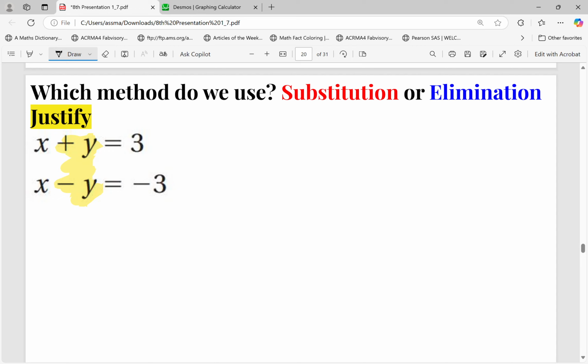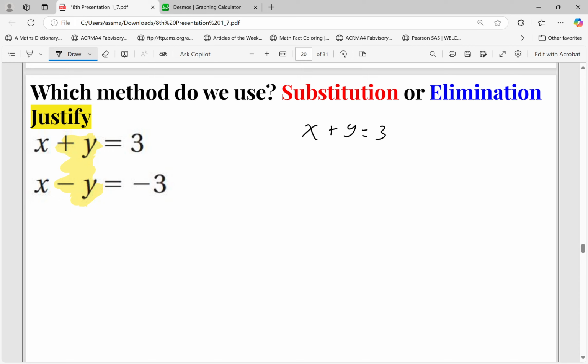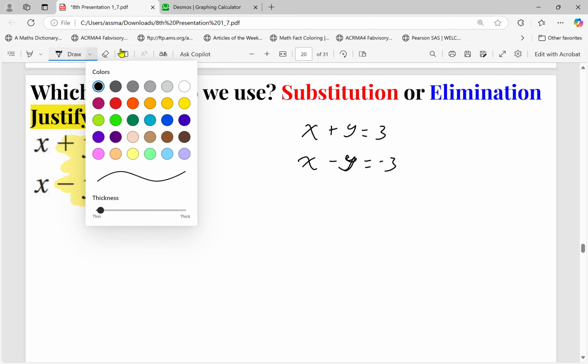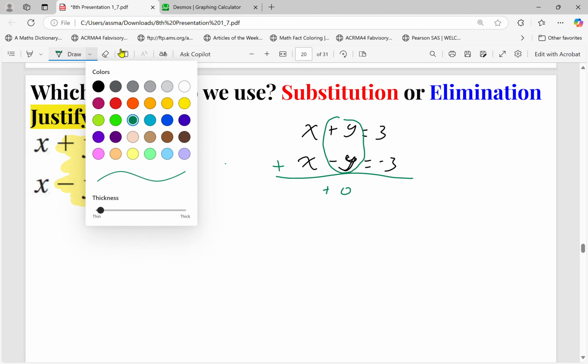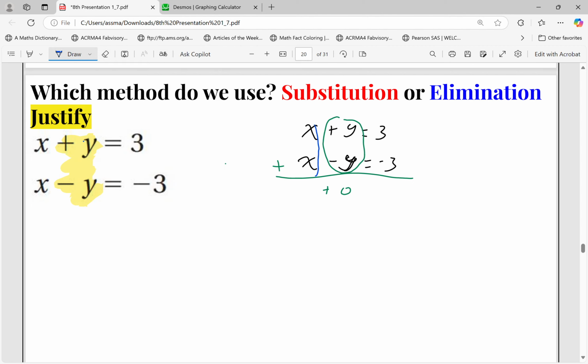So let me transfer over the work here. I'll have x plus y is equal to 3. And then in the bottom, x minus y is equal to negative 3. So what I could do is add these equations together. These two here will make a 0. It goes away, right? And then I'll add these two together. These are different colors so you can see that.